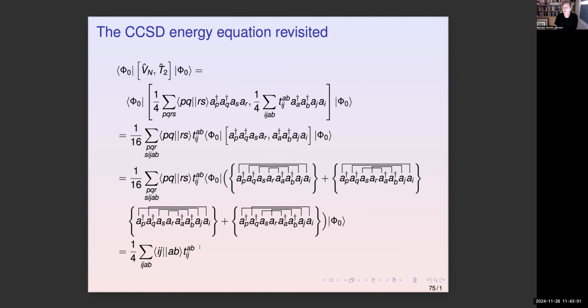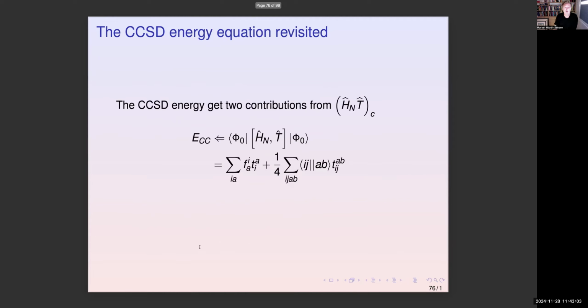So that's where this arises from, this set of nested commutators. That means that the CCSD energy gets two contributions from this H of n with T. One contribution is this one, and the other contribution is that one. And these are the only two contributions which you get.